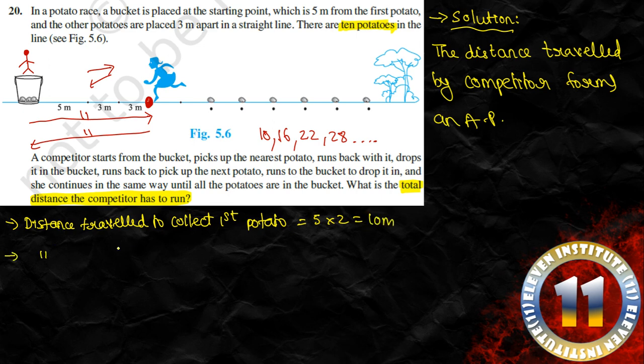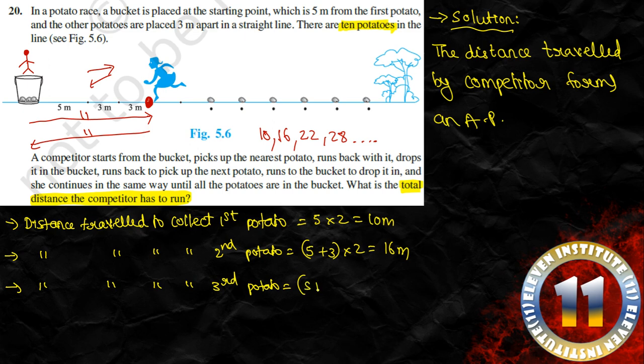Now we will find the distance traveled to collect the second potato. So 5 meters is already there plus 3 meters more, and this will be again multiplied by 2. So 5 plus 3 is 8, 8 twos are 16 meters. Again we shall find the distance traveled to collect the third potato. So that will be 5 plus 3 plus 3 multiplied by 2. So 5 plus 3 is 8, 8 plus 3 is 11, 11 twos are 22 meters, and so on.